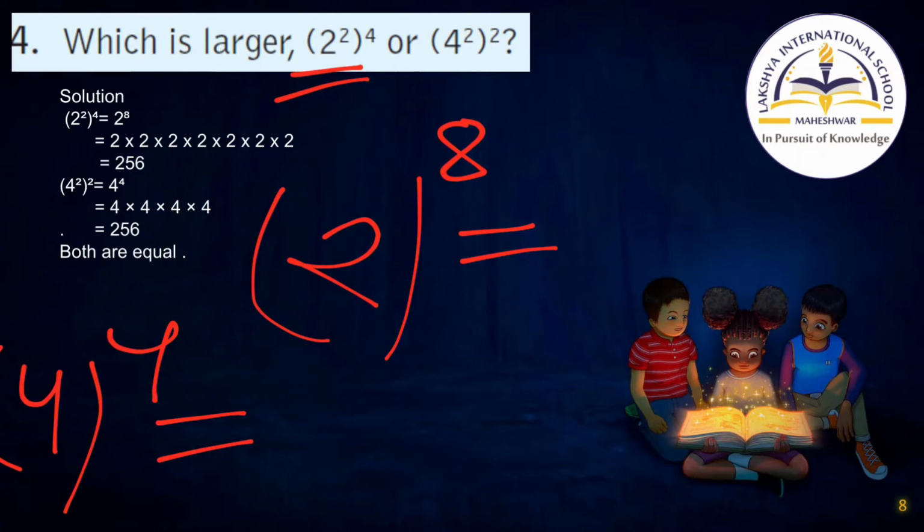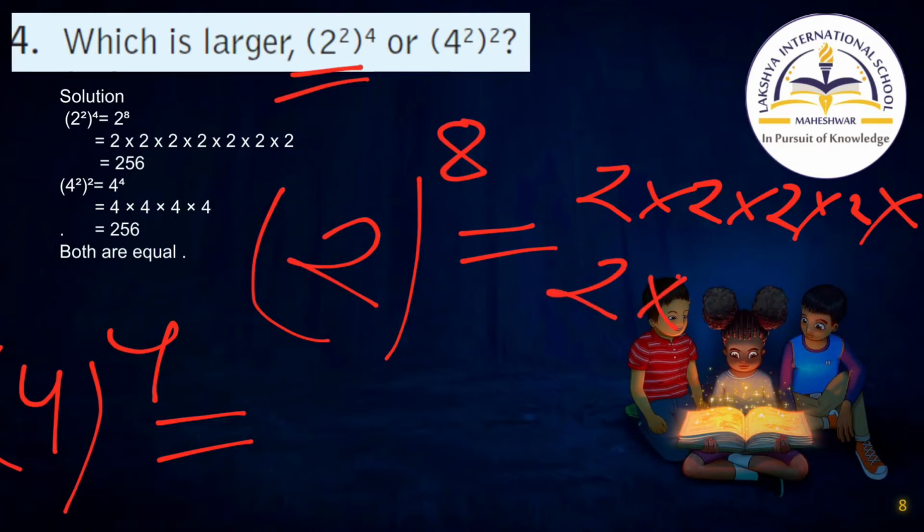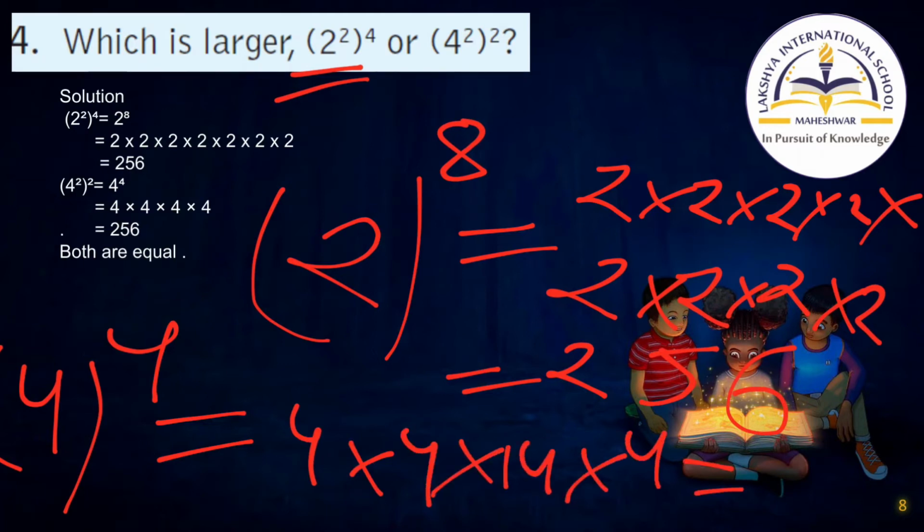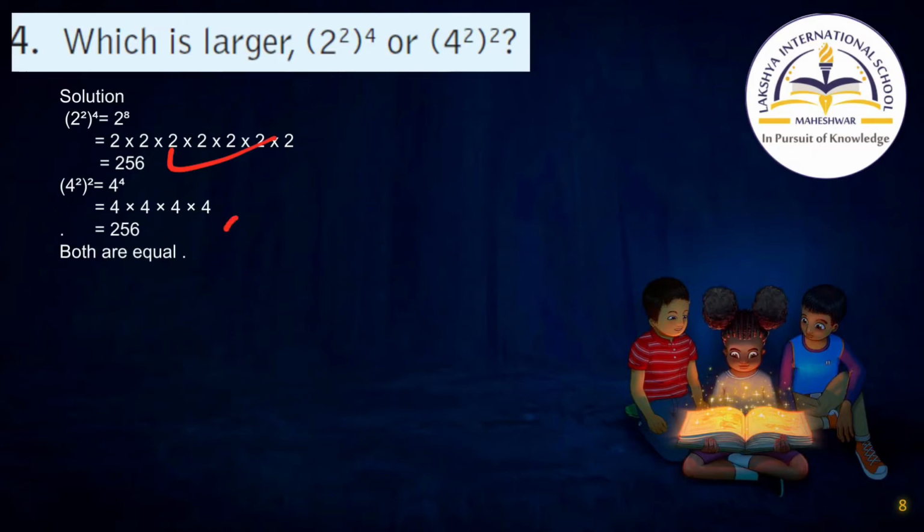Now you have to solve here: 2 into 2 into 2 into 2 into 2 into 2 into 2 into 2. When you solve this you will get 256. Now here, 4 into 4 into 4 into 4. 4 4s are 16, 16 4s are 64, 64 4s are 256. Now you can see both the answers are equal. So we have to write both are equal.